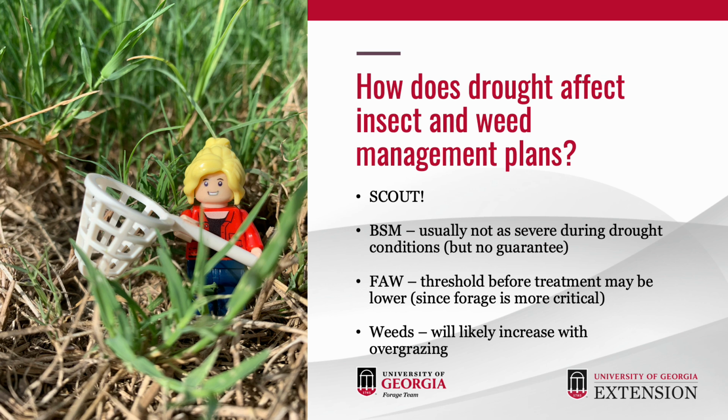If we have fall armyworms in the area, and there have been several reports already in 2024 sporadically around the state, our threshold for treatment may be lower than normal since our forage is more critical. There are several options available in the University of Georgia Pest Control Handbook to control the fall armyworm, and so we want to make sure that we're picking the right product for the right size worm at the right time of your harvest period. I encourage you to work with your local county extension agent to identify the best product for your farm.